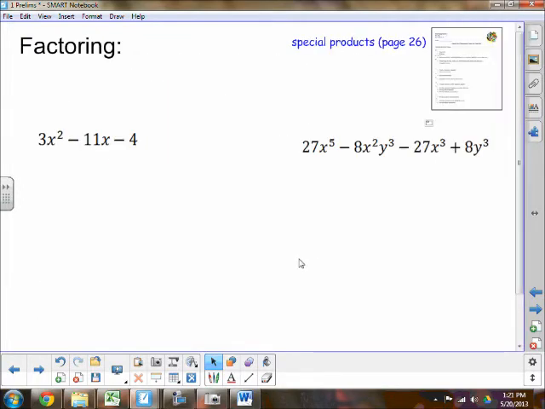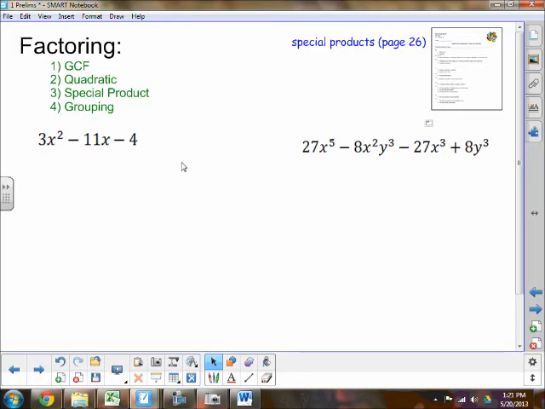Okay, last topic is factoring, and there's some basic process that you should check for every time you're factoring. First, we'll look for greatest common factor, then see if it's of quadratic type, and we have two ways of factoring types of quadratics.